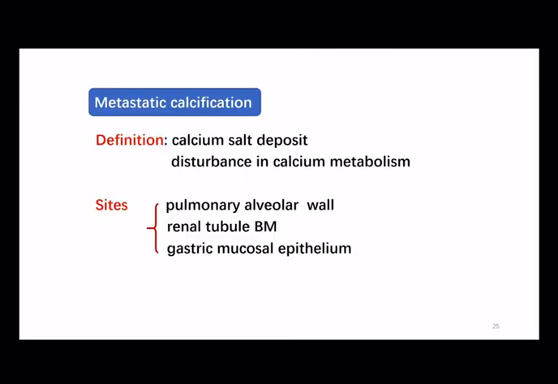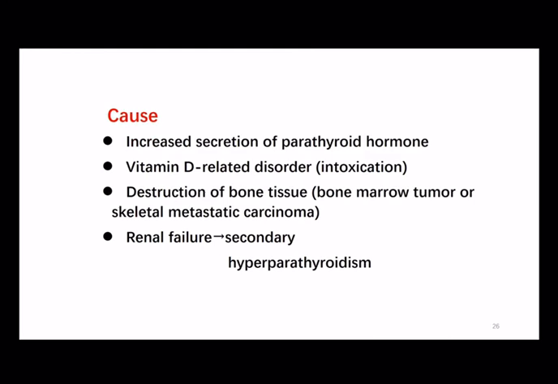The second type is metastatic calcification. It means calcium salt deposition in some tissues caused by disturbance in calcium metabolism. It usually occurs in pulmonary alveolar wall, renal tubule basal membrane, and gastric mucosa. The cause of metastatic calcification includes increased secretion of parathyroid hormone. We know that parathyroid secrete calcitonin, which could reduce blood calcium and promote calcium deposition. The vitamin D related disorder and destruction of bone tissue caused by bone marrow tumor or skeletal metastasis.